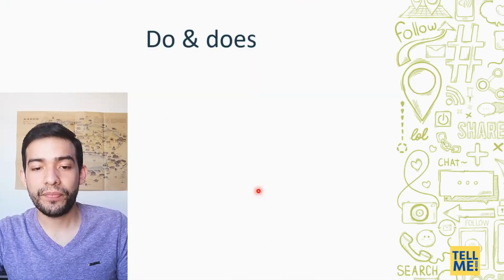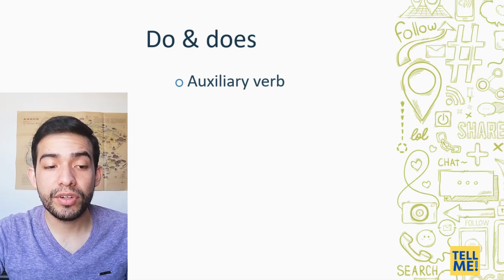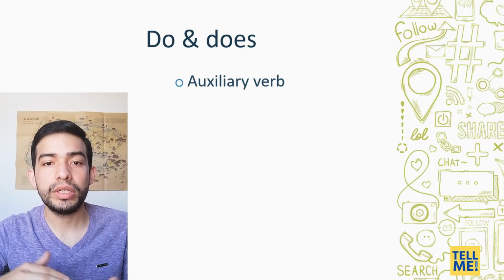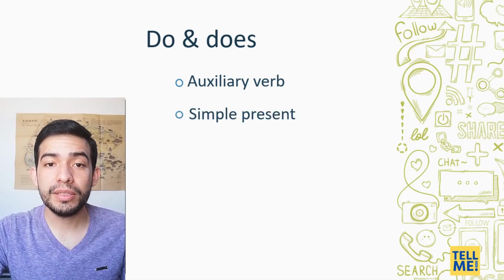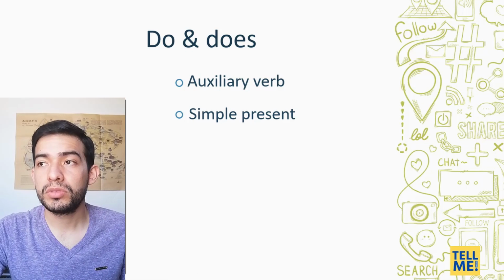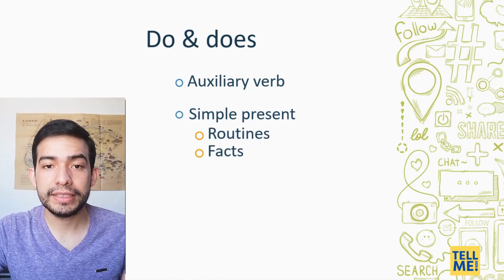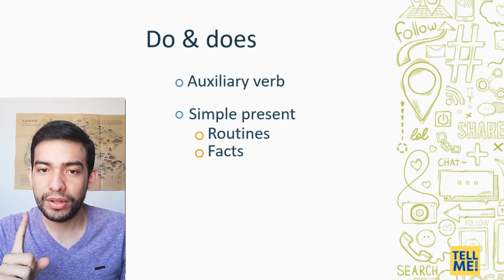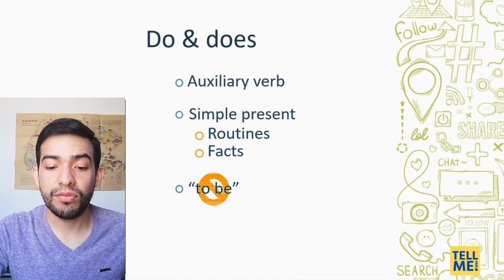And let's start. What are do and does? Do and does are auxiliary verbs. This means that they are not the main verb. Okay, there is always another verb that they are helping. They are used in the simple present to talk about routines or repetitive actions and general facts. They can be used with any verb except for one verb. Remember, we cannot use do or does if we have the verb to be.